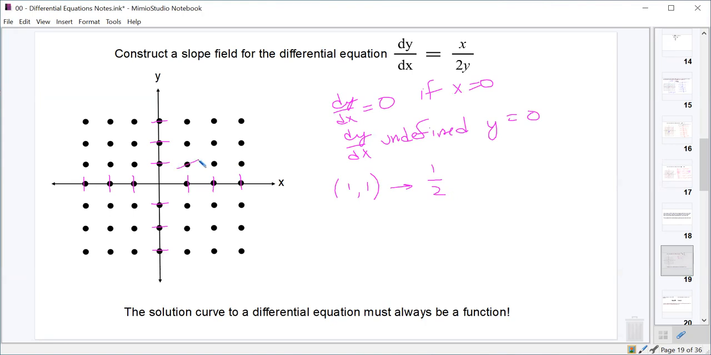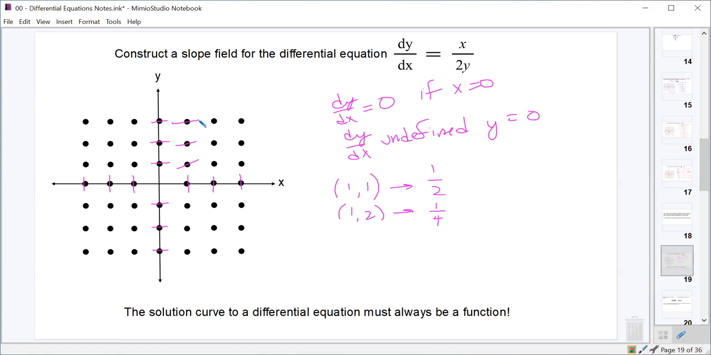And then we think about what happens if I move up, if I increase the y value, but keep the x value the same. If I go up to 1, 2, that's going to yield a 4. And if I go up to 1, 3, a 6. So those are going to get less steep as I go up. And the same thing is going to happen in that entire quadrant for each of them.